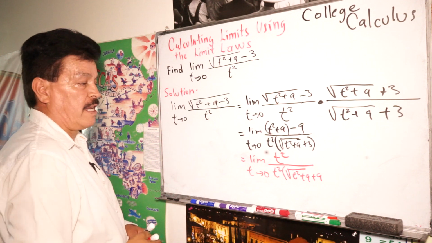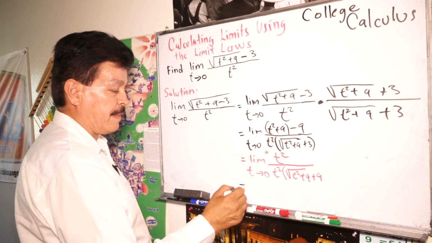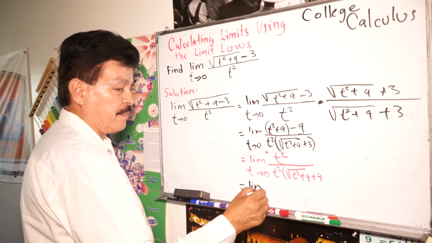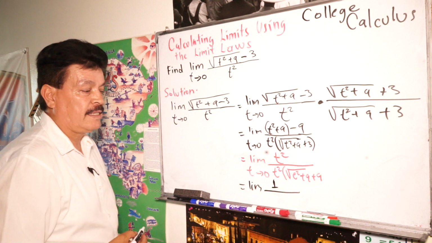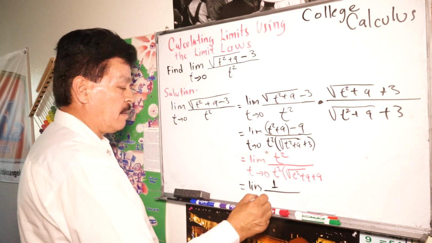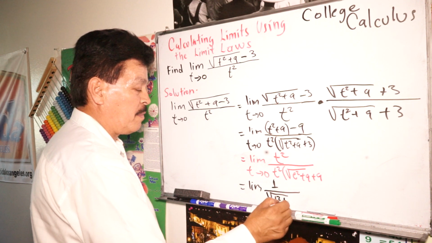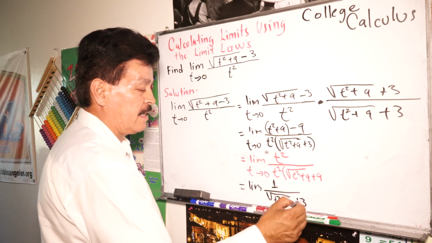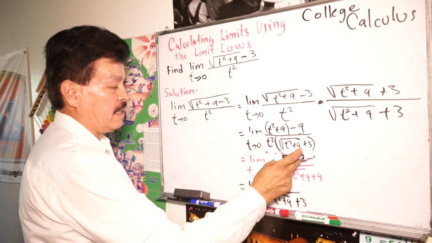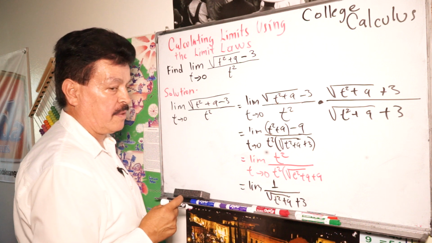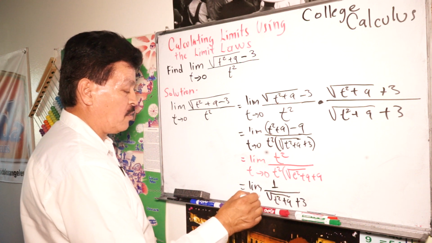All right, so now the next step will equal the limit of, in this case, 1. One divided by the square root of t squared plus 9, plus 3, when t approaches 0.